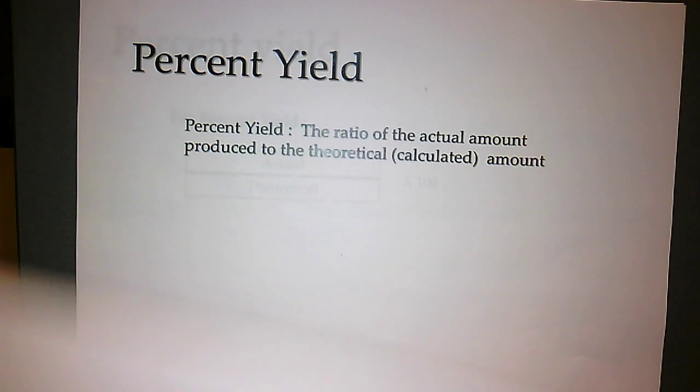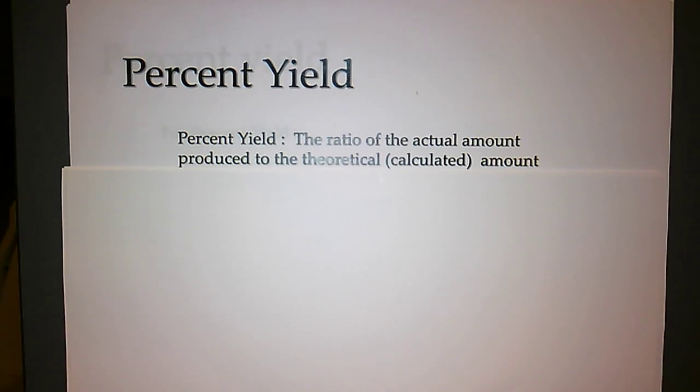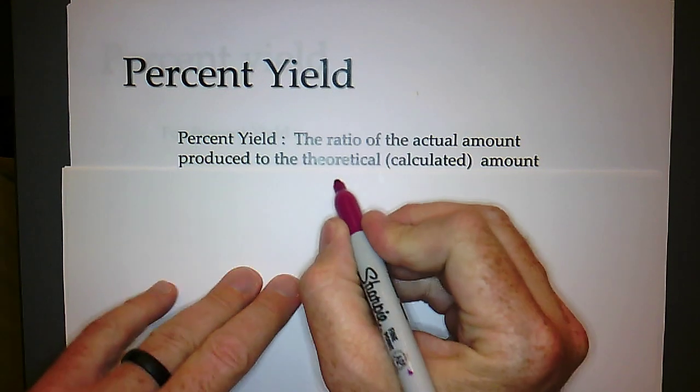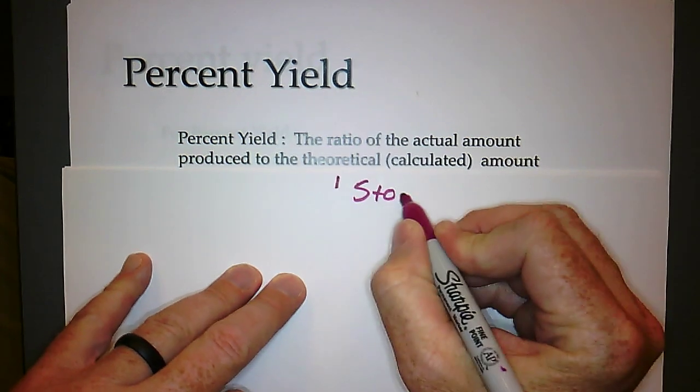All right, now, for chemistry, here is the definition you need to write down for percent yield. Percent yield is the ratio of the actual amount produced to the theoretical or calculated amount. This theoretical is what we get from our stoichiometry.